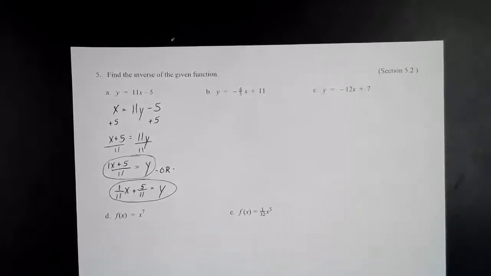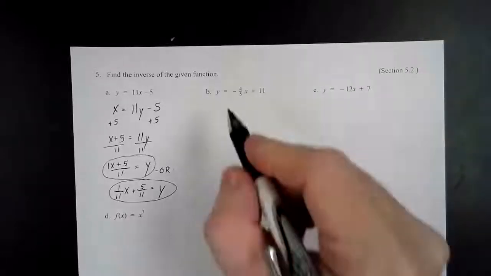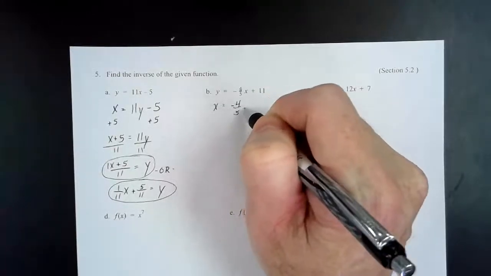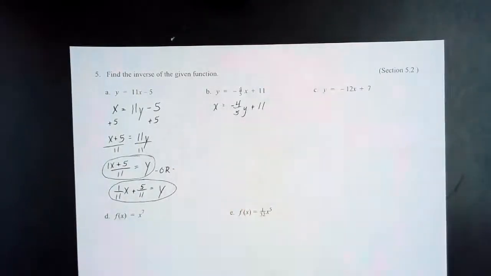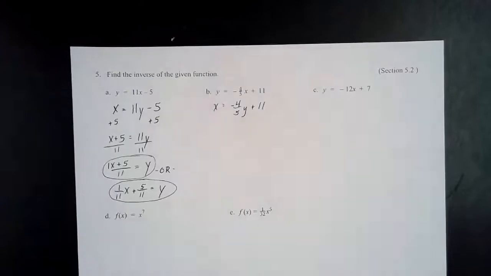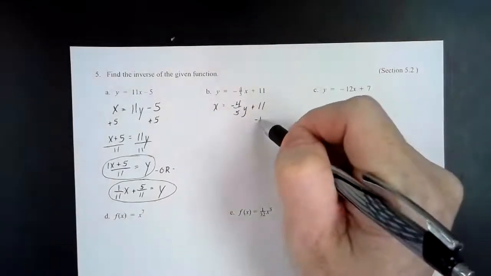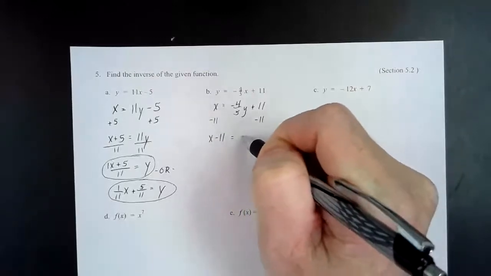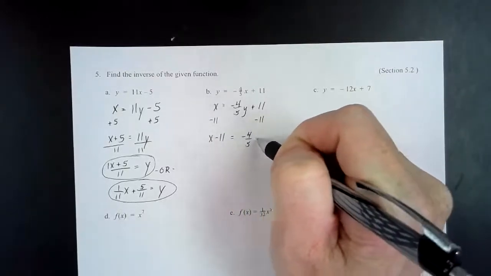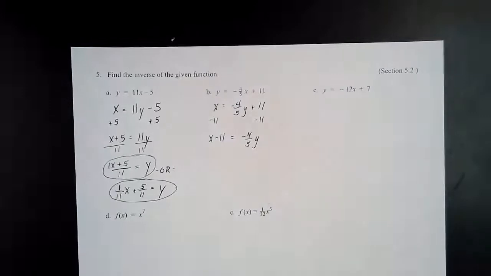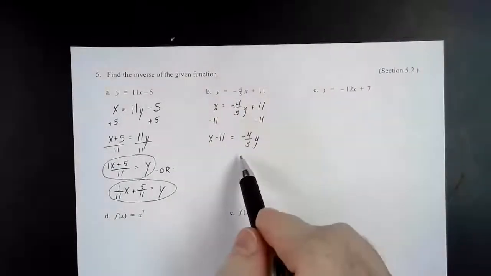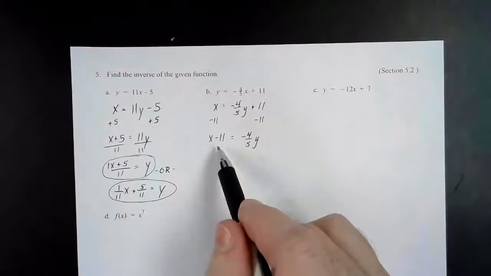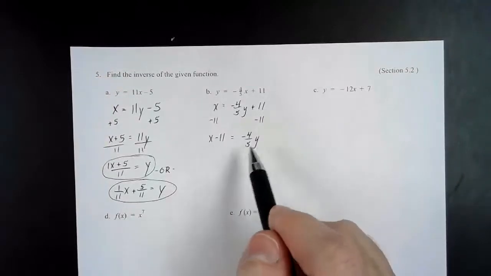Letter B. I'm going to swap out the y and x. Y is now x. X is now y. I need to remove that 11 first. X minus 11 equals negative 4 over 5 y. Now I saw in the homework, and I went over, a lot of kids were dividing by a fraction, and that gets really messy when you have a fraction in a fraction.